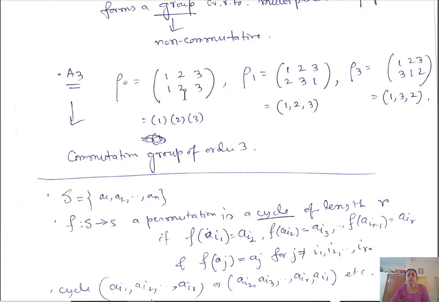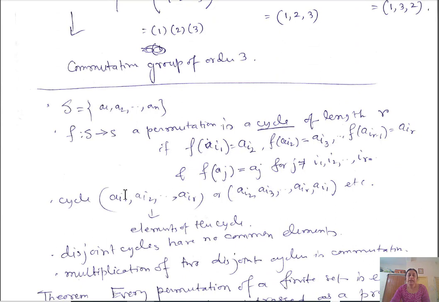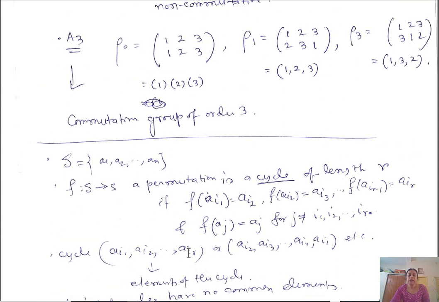Same notation. Here also, 1 is going to 1, so this is a cycle (1); 2 is going to 2, this is a cycle (2); 3 is going to 3, this is a cycle. Each is a cycle of length 1. Here it is a cycle of length 3. I can write ai1, ai2, ..., air, or I can write it as ai2, ai3, ..., air, ai1. Like 1, 2, 3, or 2, 3, 1, or 3, 1, 2.